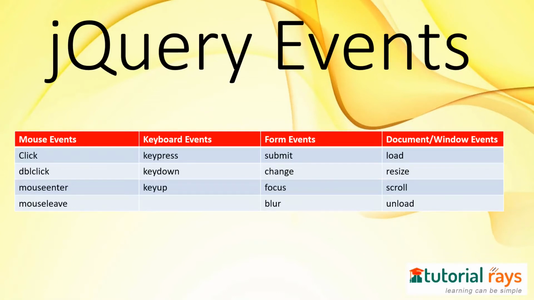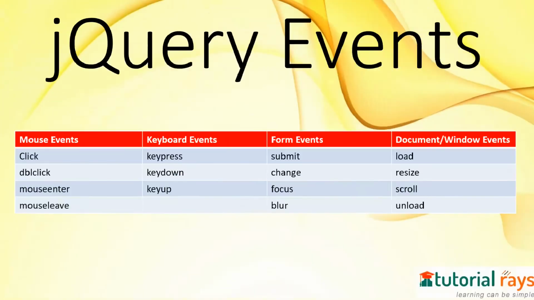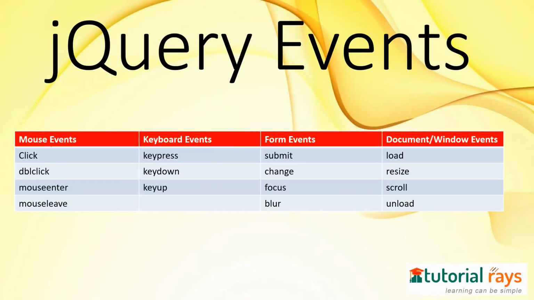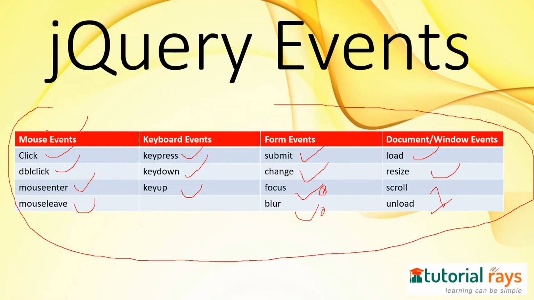Here is the list of important events. For example, mouse events: on click, double click, mouse enter, mouse leave. And keyboard events: key press, key down, key up. And form events like form submit, on change, focus, blur. This focus, blur, etc. is based on input type. And on document: load, resize, scroll, unload. So these are important events of jQuery.